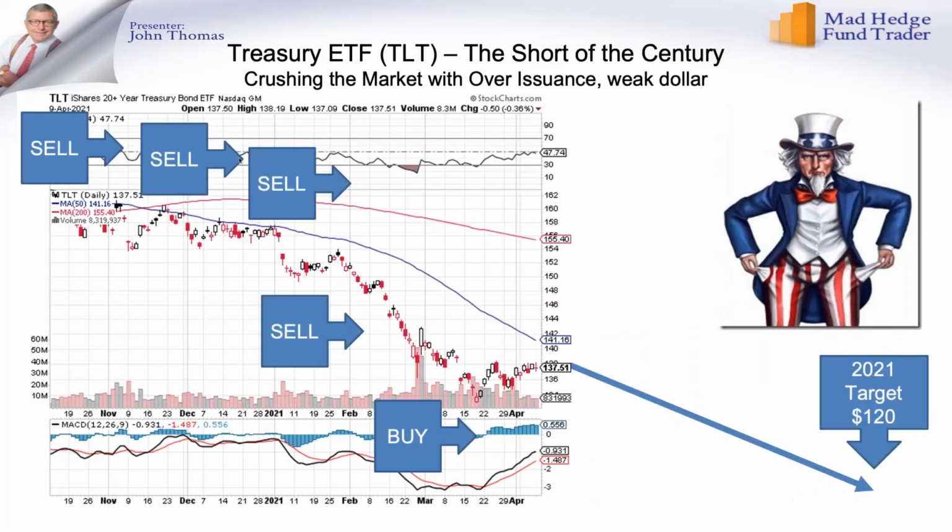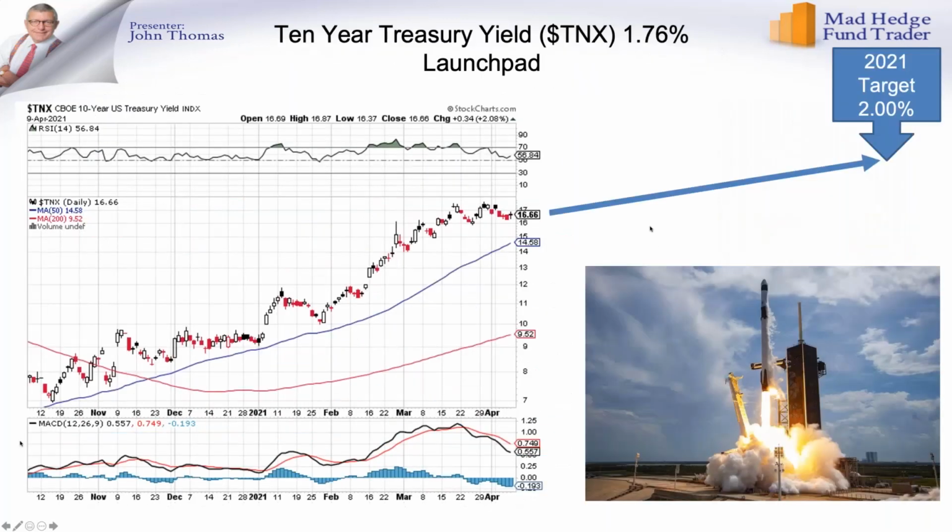Here's the TLT, and you can see just since the beginning of the year, we've fallen from 160 all the way down to 132. We're back up to 140 right now. We're eventually targeting 120 on the TLT. Sell short the TLT. Here's the yield. We topped at 176. We're now down to 157. The long-term trend is still up, targeting 2%.